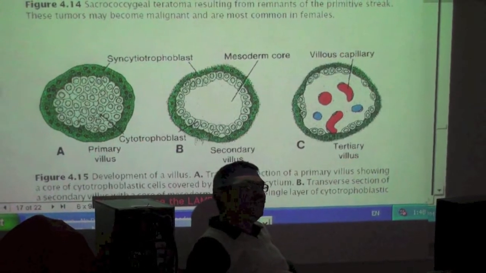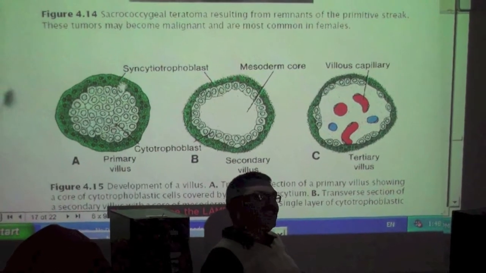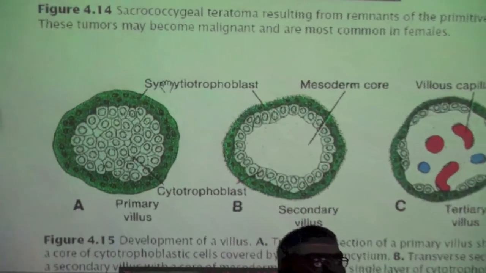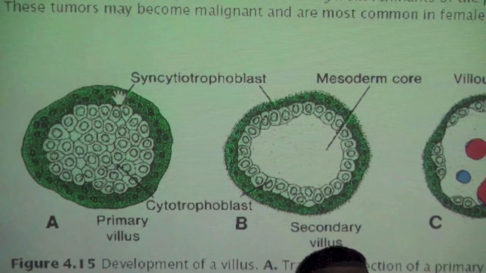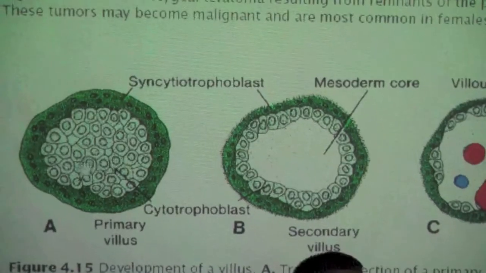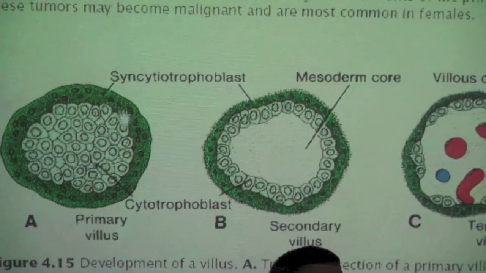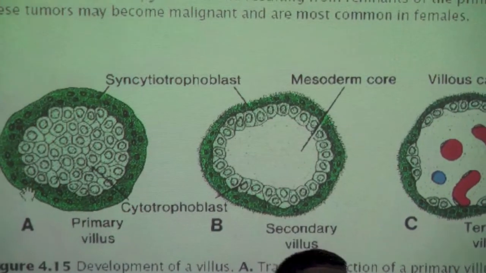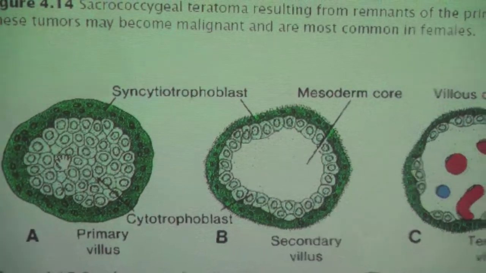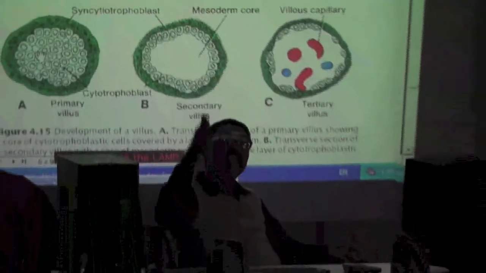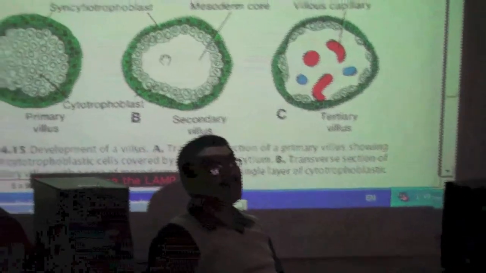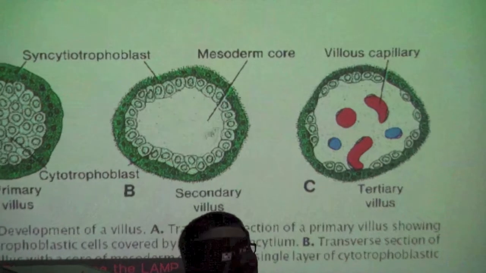Now this picture is showing you the villi formation. So in the second week, we have primary villi formed. What is the primary villi? Inside the syncytial trophoblast, cytotrophoblast comes. You can see this light green is cytotrophoblast, this dark green is syncytial trophoblast. And then if you remember, inside the syncytial trophoblast, we have the somatic layer of extraembryonic mesoderm. So this somatic layer of the extraembryonic mesoderm will grow inside.